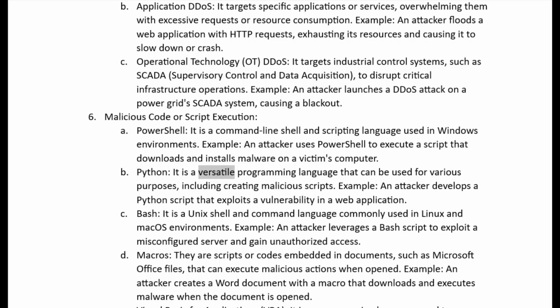Python. It is a versatile programming language that can be used for various purposes, including creating malicious scripts. Example: an attacker develops a Python script that exploits a vulnerability in a web application.